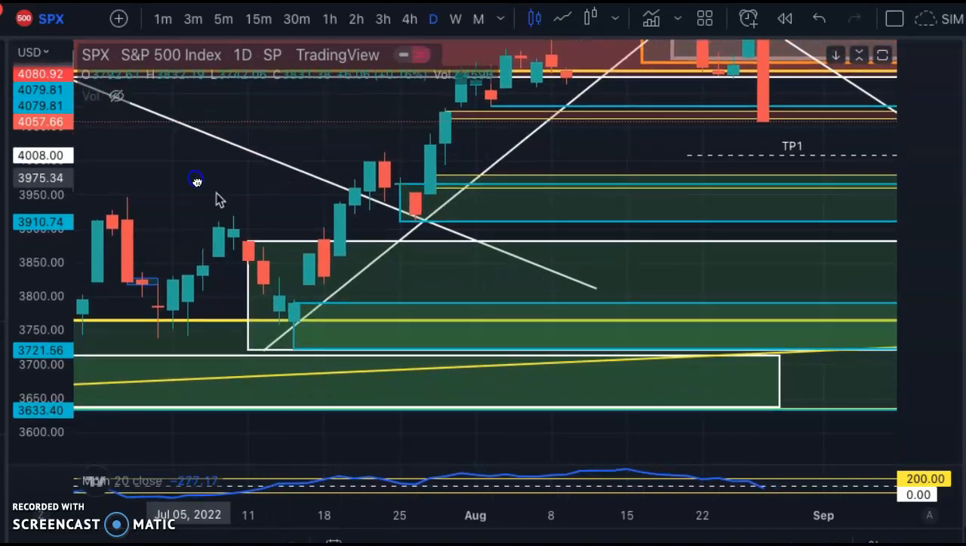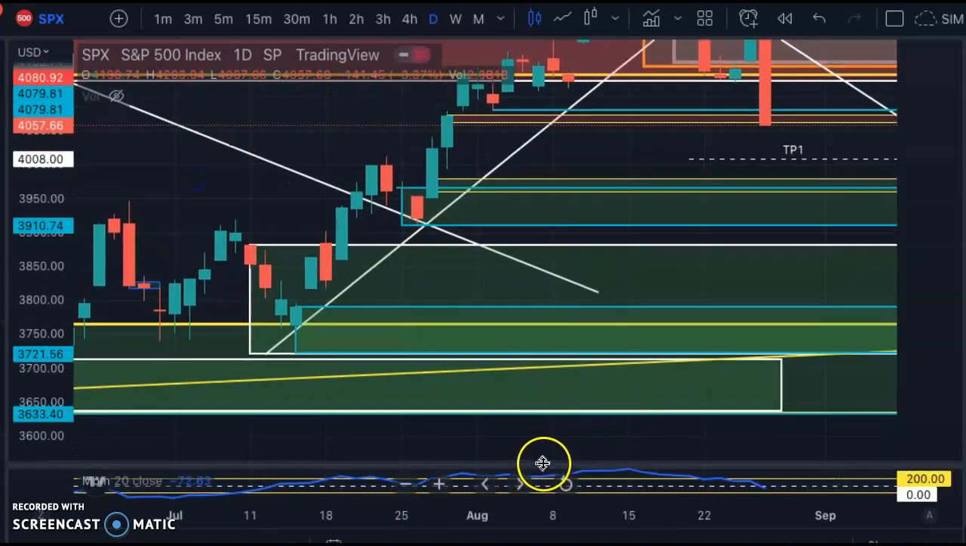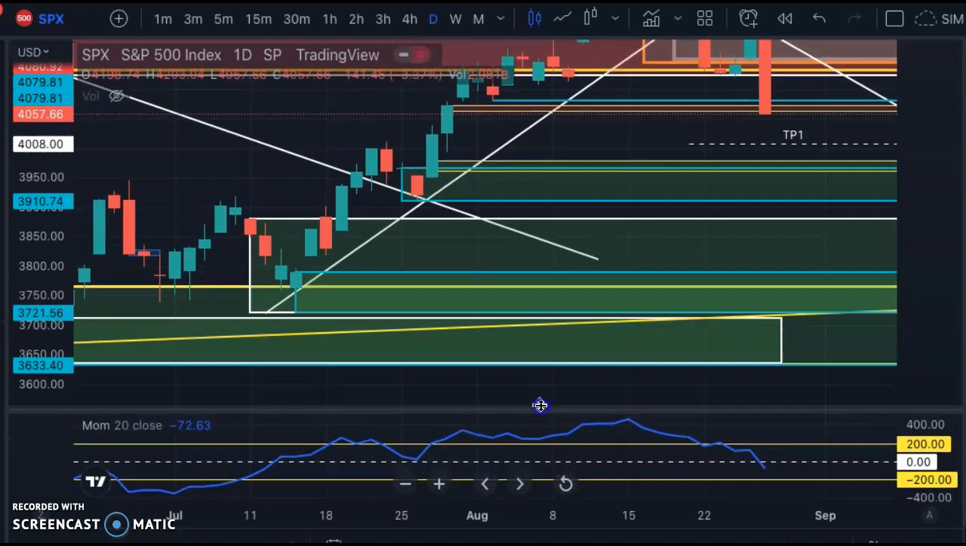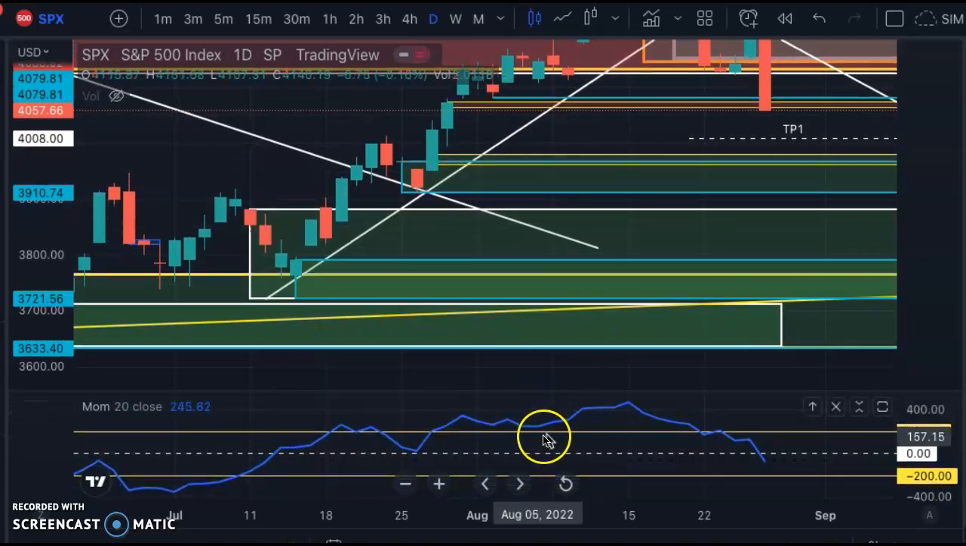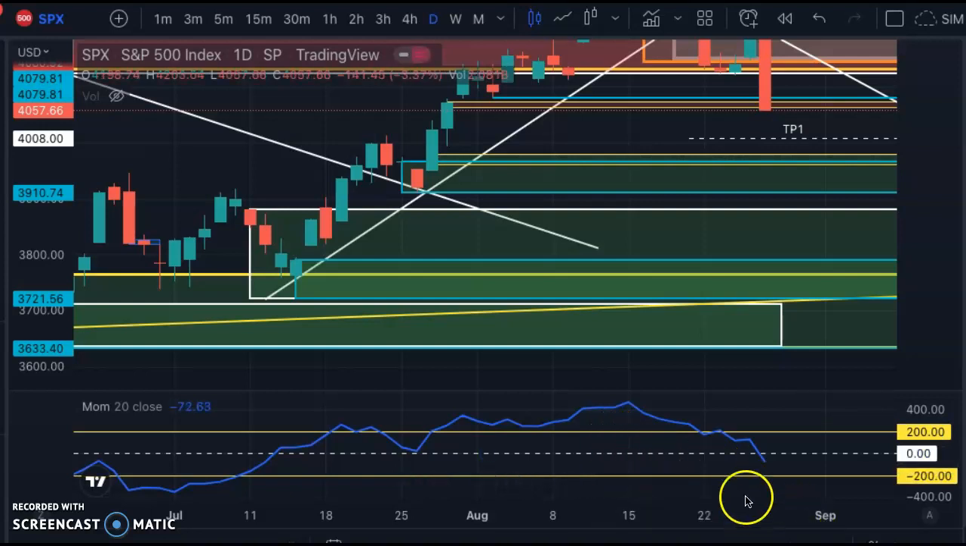And finally, let me show you real quick momentum. I use momentum as well to assist me with my trading. On here, these two yellow lines are my overbought and oversold lines, and this is my middle line, which is the zero line. Whenever momentum crosses down my zero line, it means momentum is negative. When momentum crosses up the zero line, that means momentum is positive. In this case, because momentum has officially crossed down my zero line, I know we're in negative momentum.